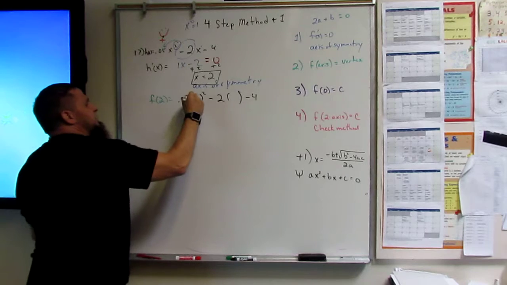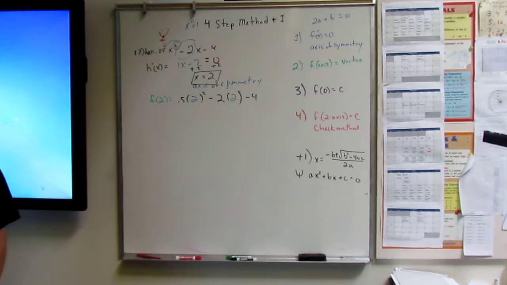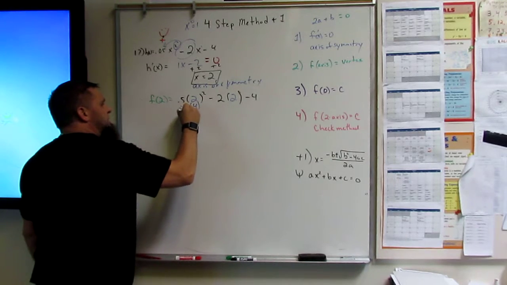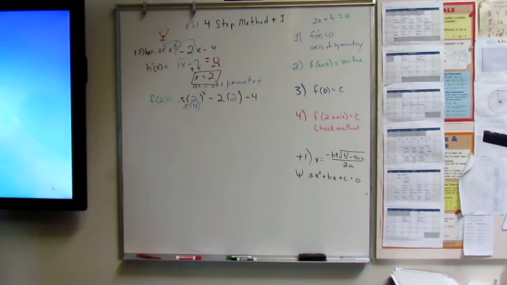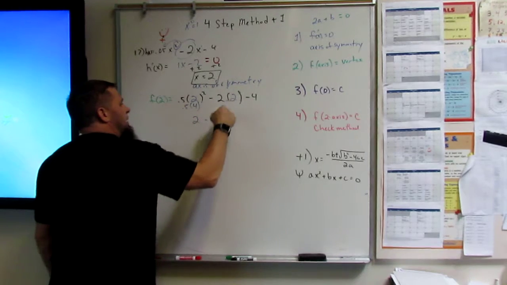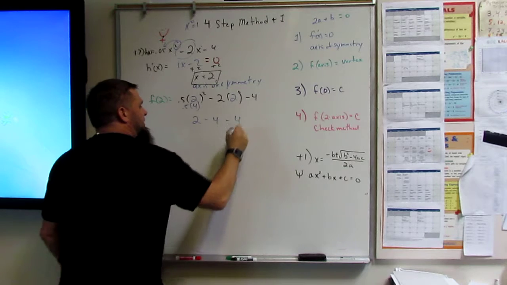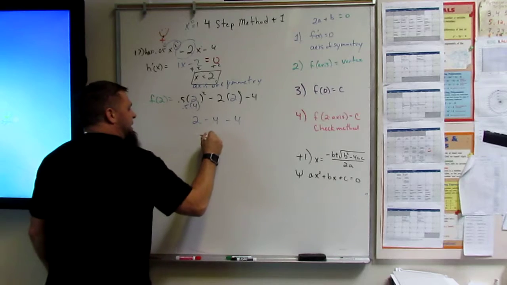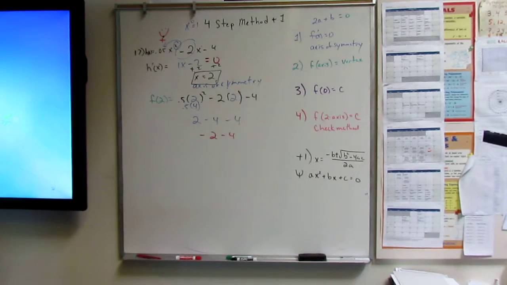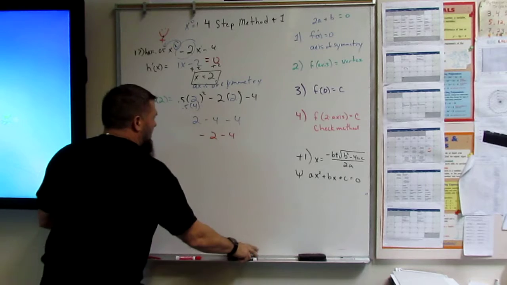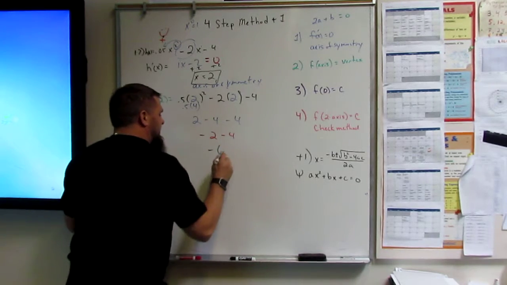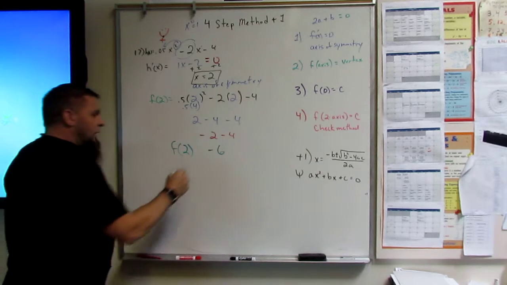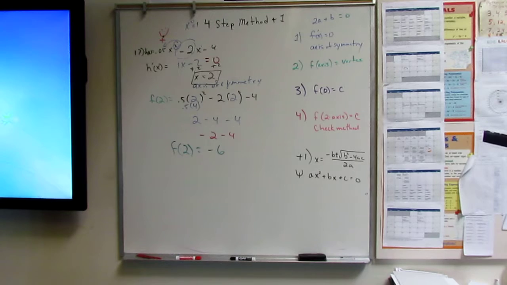This is the function, right? So I plug the 2 in. And then what's 2 squared? 4, right? And 4 times a half, what's half of 4? 2. Okay, so I got 2 minus 4 minus 4. So what is 2 minus 4? Minus 2, right? What's minus 2 minus 4? And I get minus 6, correct? So I have f of 2 is equal to minus 6.